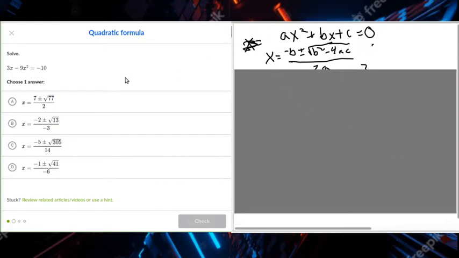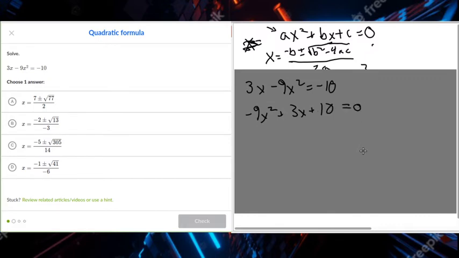Okay. Our next one here looks like 3x minus 9x squared equal to negative 10. Remember, we want it in this form, so that has to be the first thing that we do. I'm going to add 10 to both sides, and then we're going to get negative 9x squared plus 3x plus 10 is equal to 0.